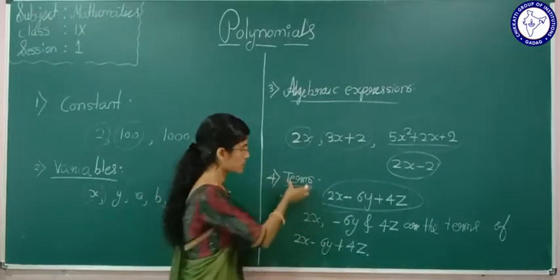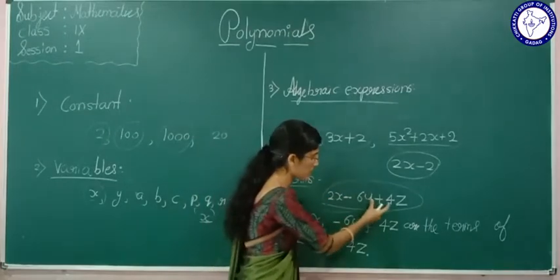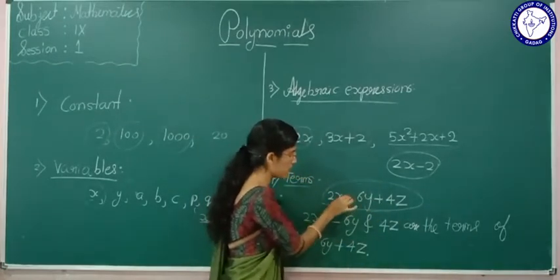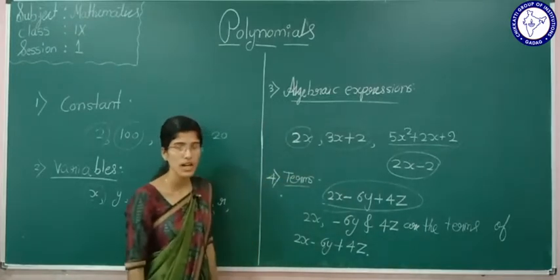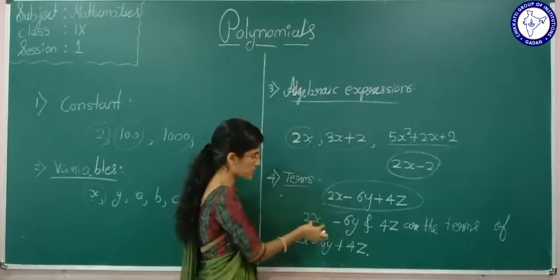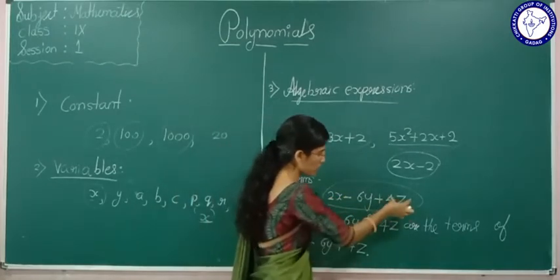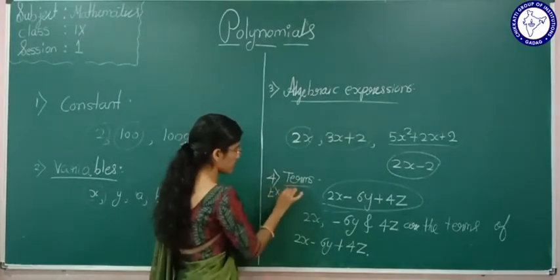So what is the definition of terms of the algebraic expression? The several parts of an expression connected by a plus or minus sign are called the terms of the algebraic expression. See here, this is one term, 2x is one term, minus 6y is a term, 4z is also one term. So this is the first example.